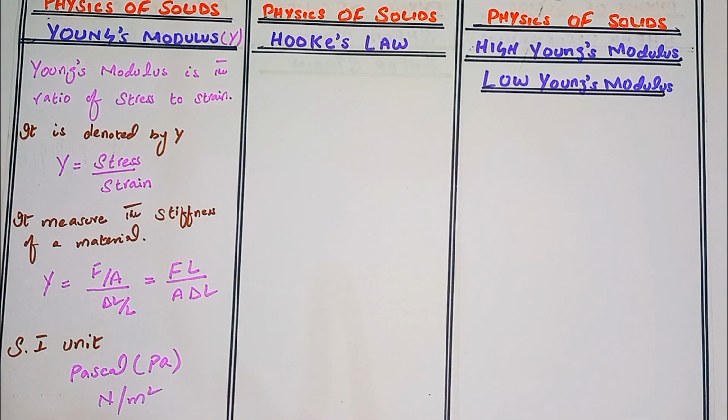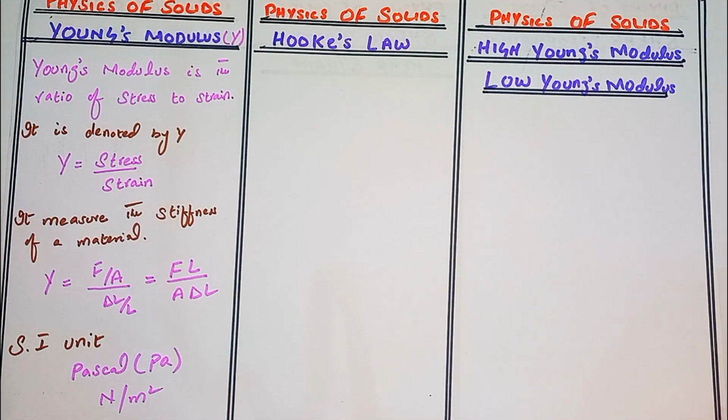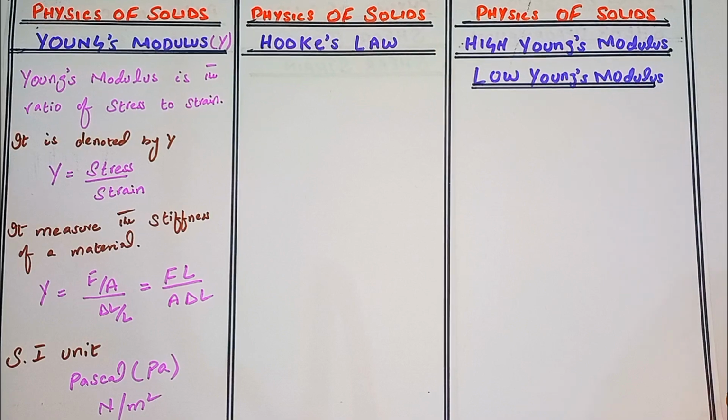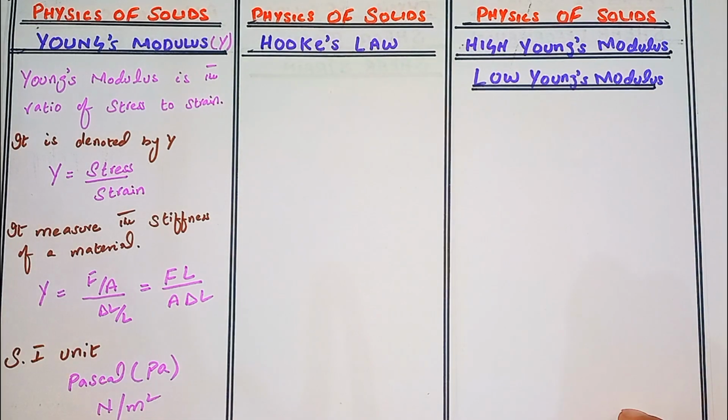That is all we discuss about the Young modulus definition and its formula. Young modulus basically measures the stiffness of a material, how stiff the material is. It is measured by the Young modulus formula.